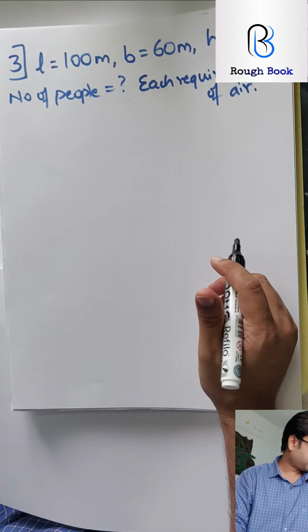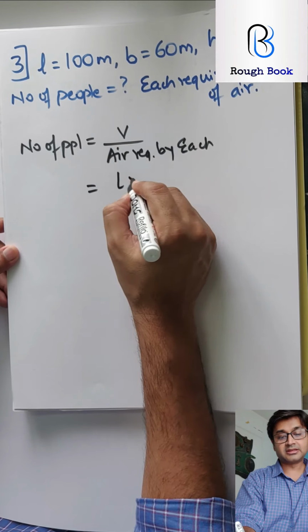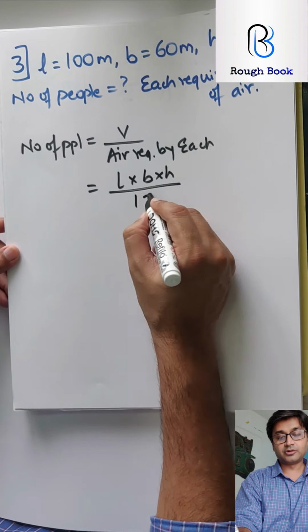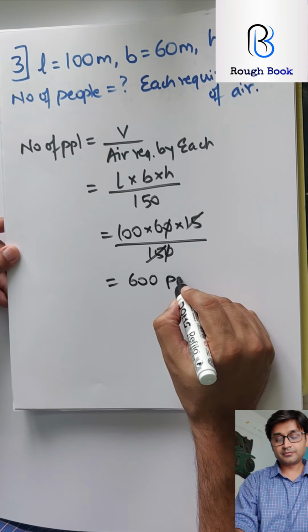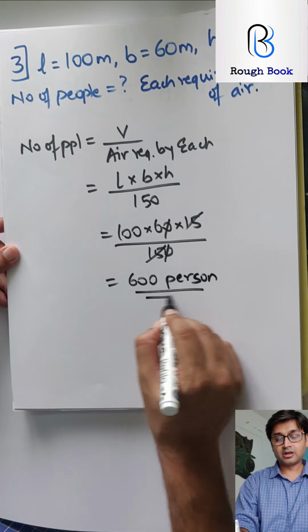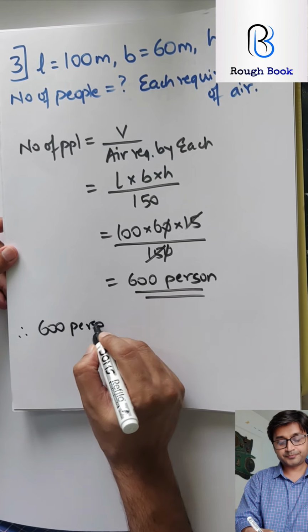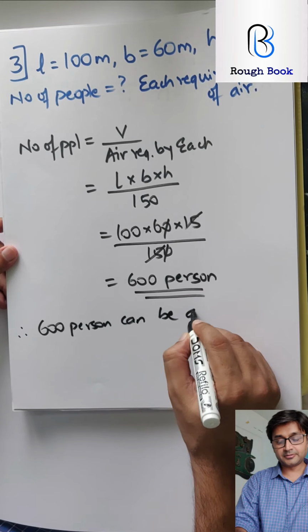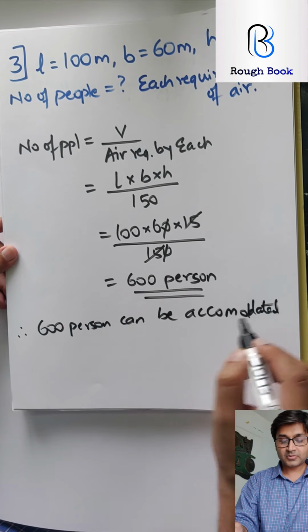Alright. So air required by each. So volume is length into breadth into height and volume required by each is 150. So length is 100, breadth is 60 and height is 15 by 150. So 0 cancels, 15 cancels, 600 person can fit in the hall. So in the end write it in the statement form. Therefore 600 people can be accommodated in the hall.